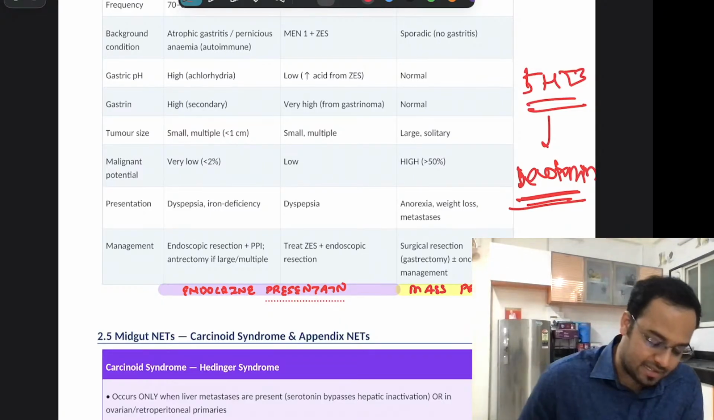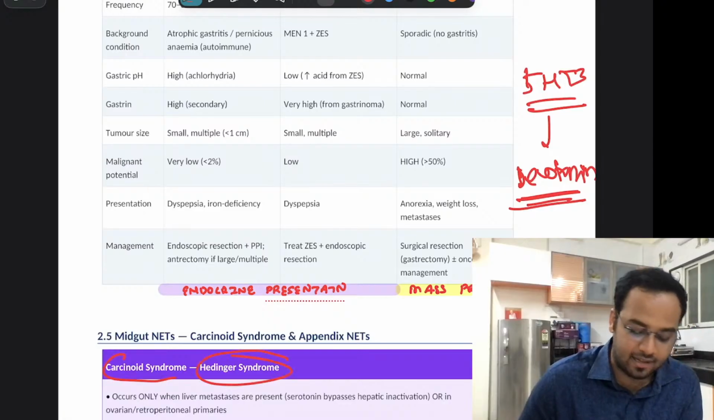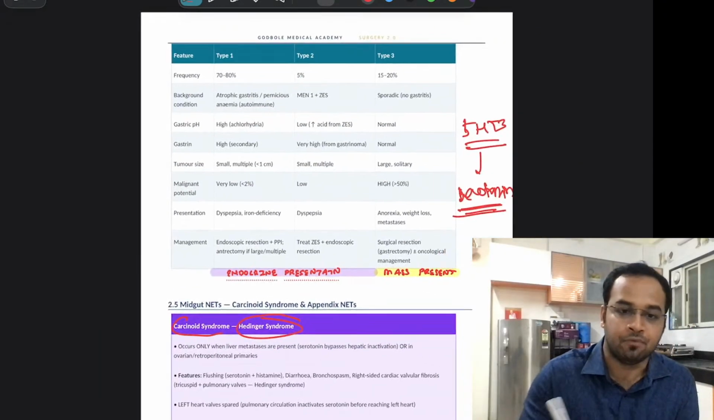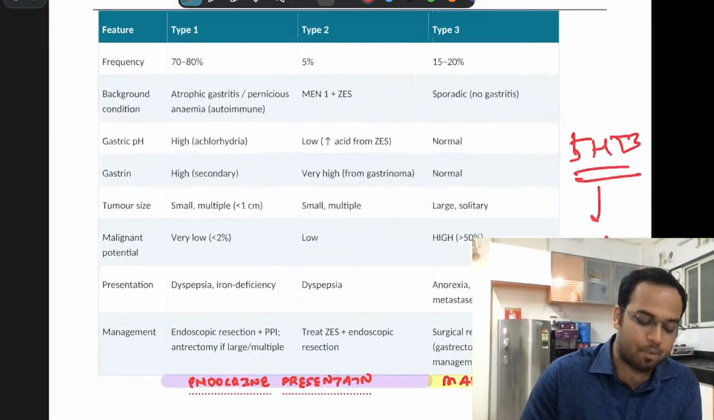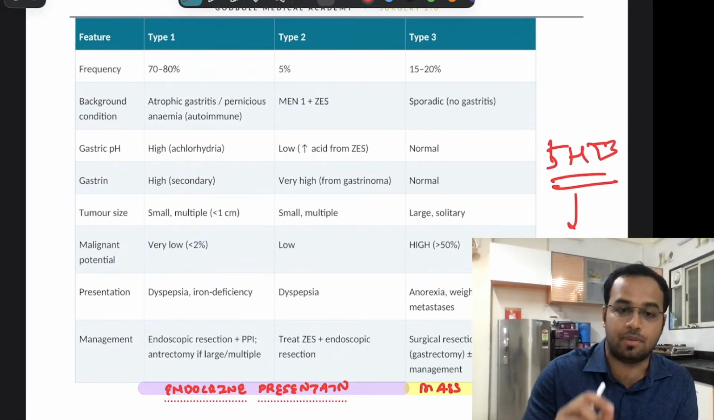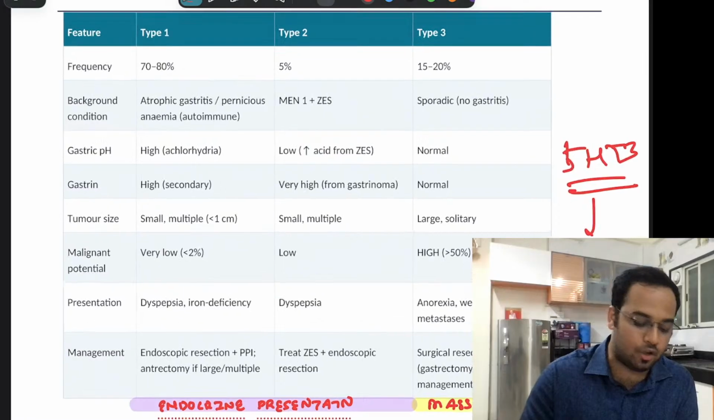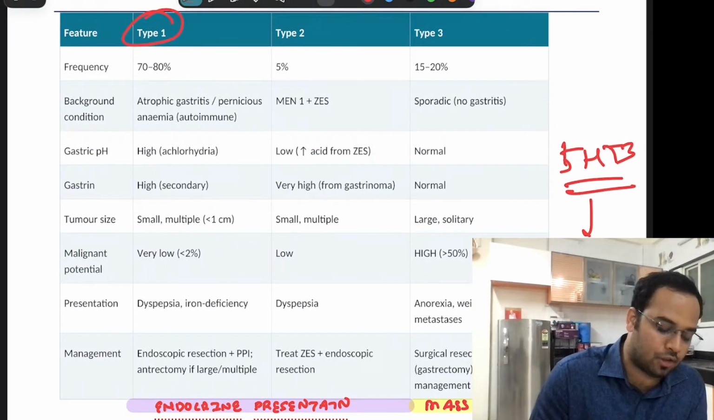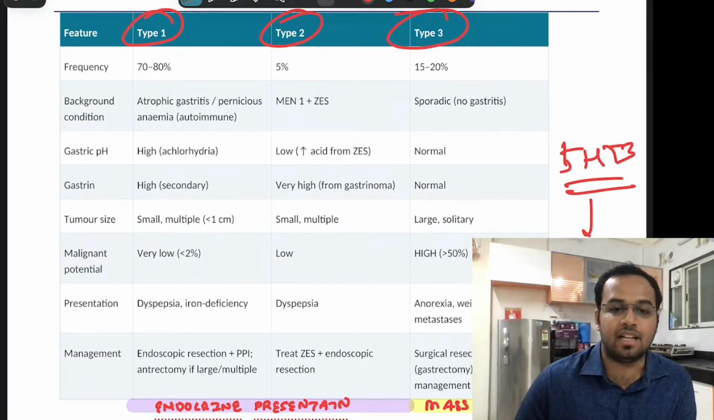So that is also called carcinoid syndrome, or Hedinger syndrome. तो उसके बारे में हम लोग अभी बात करेंगे when we are going to complete this. So first important thing is whenever there is a lesion in the stomach which is a carcinoid lesion, which is also a neuroendocrine tumor, always remember there are three types of carcinoids: type 1, type 2 and type 3.